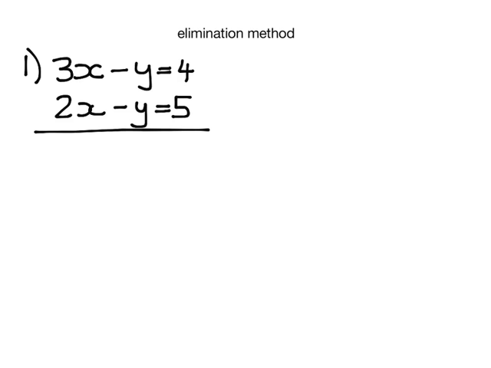So watch what happens if I go and multiply the second equation by minus 1. That's going to become negative. That's going to become plus. And this is going to become negative 5. Okay?